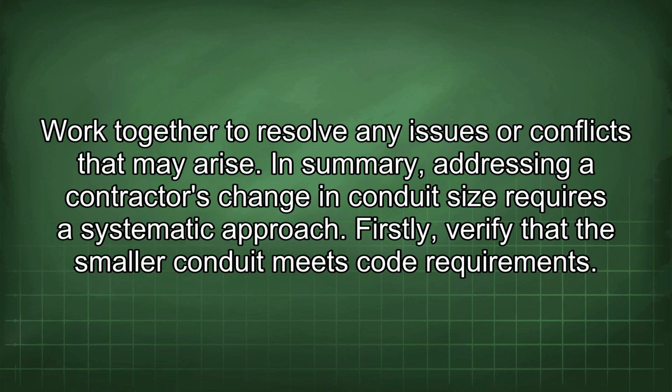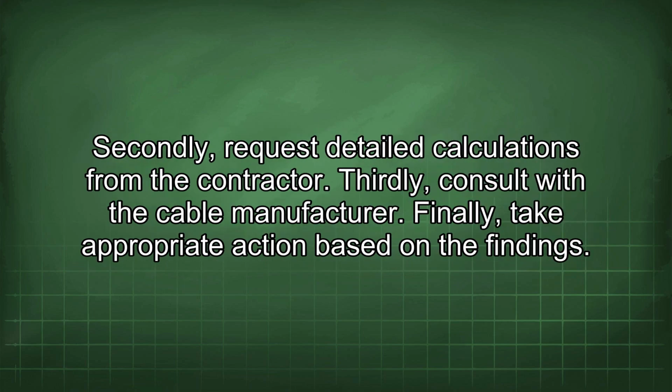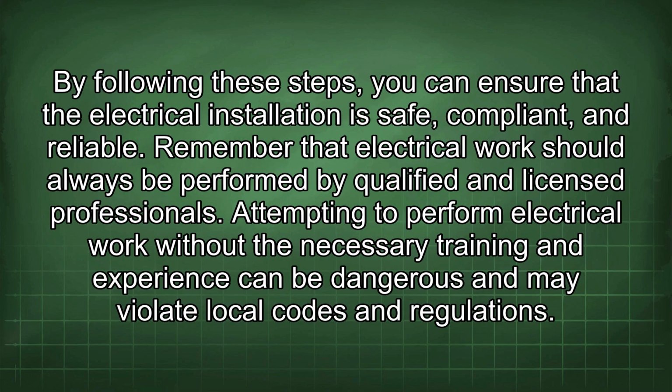In summary, addressing a contractor's change in conduit size requires a systematic approach. Firstly, verify that the smaller conduit meets code requirements. Secondly, request detailed calculations from the contractor. Thirdly, consult with the cable manufacturer. Finally, take appropriate action based on the findings. By following these steps, you can ensure that the electrical installation is safe, compliant, and reliable.